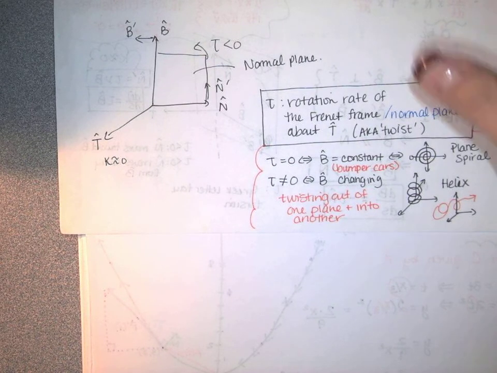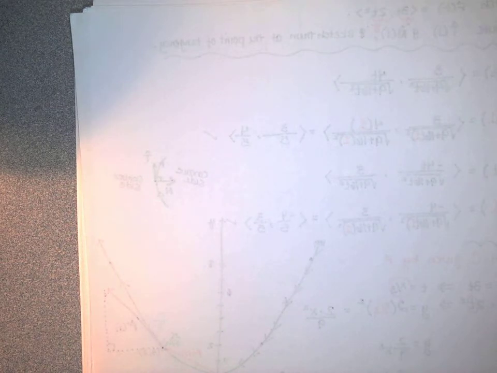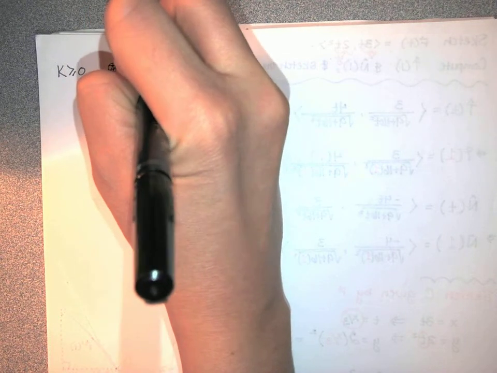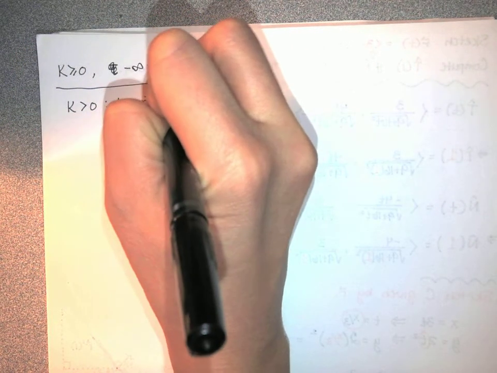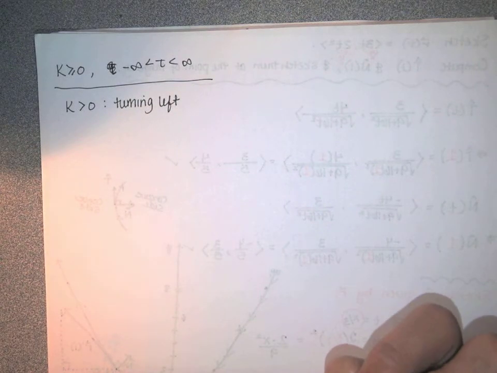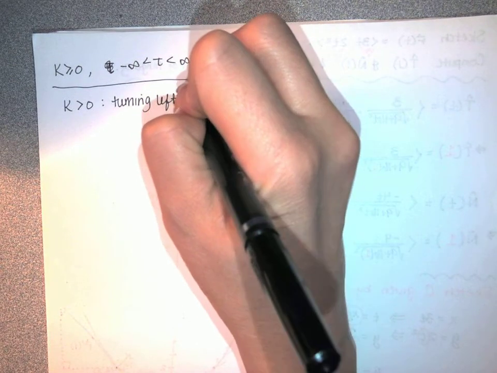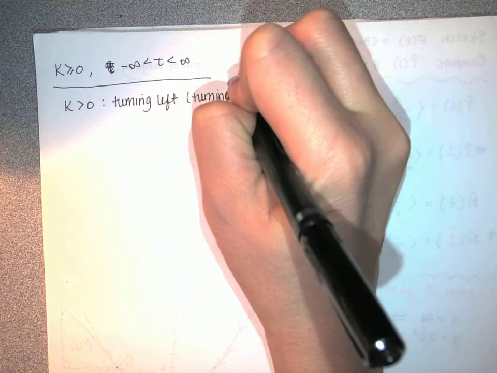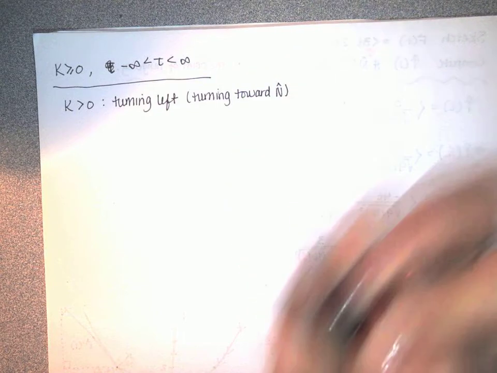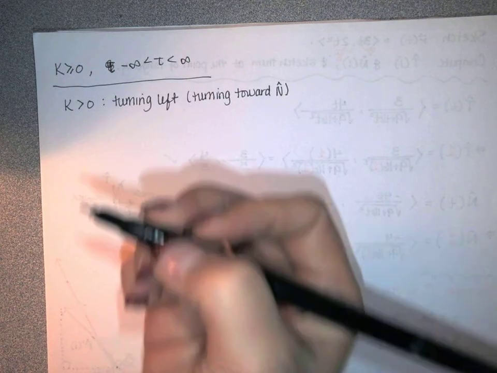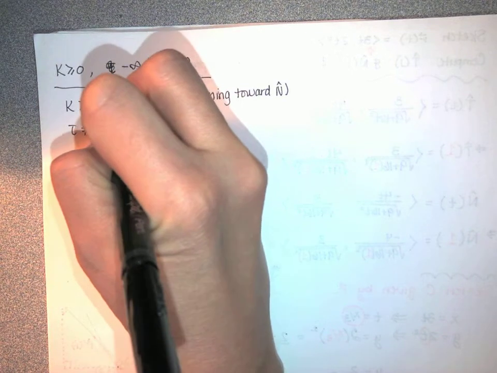Now we want to put everything together, everything we've talked about. So potentially you could have curvature that's positive, because curvature is greater than or equal to 0 in general, and torsion that can be any real number at the same time. If curvature is strictly positive, that means you're turning, and you're always turning left relative to our reference frame. So you're turning towards the unit normal, because n hat is always the direction we're turning by definition. If torsion is non-zero, you're twisting out of a plane.